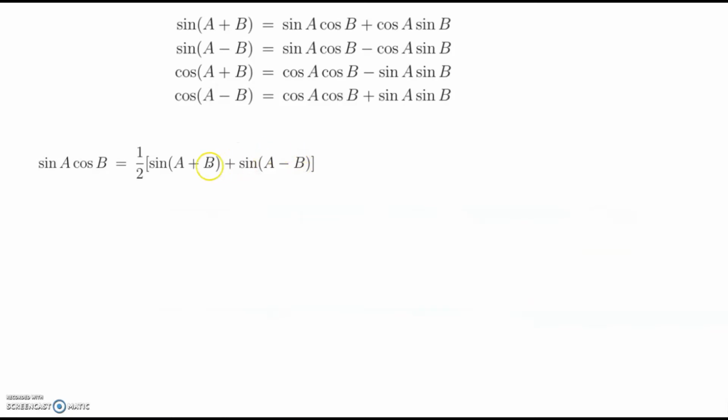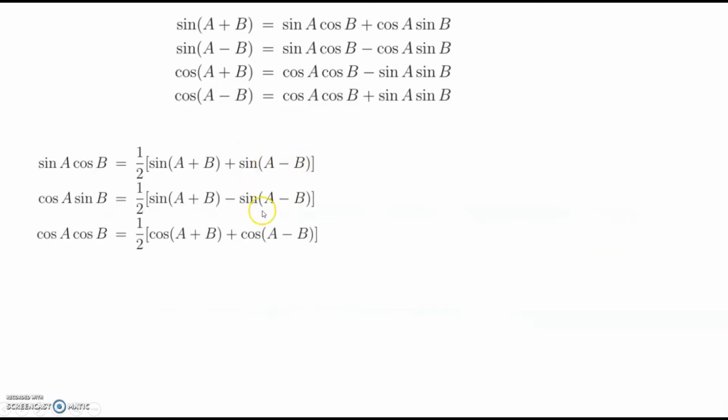In a similar manner, we can derive all these identities, which is cos A sin B is equal to half of sin A plus B minus sin A minus B. Cos A cos B is equal to half of cos A plus B plus cos A minus B. Sin A sin B is equal to half of cos A minus B minus cos A plus B.